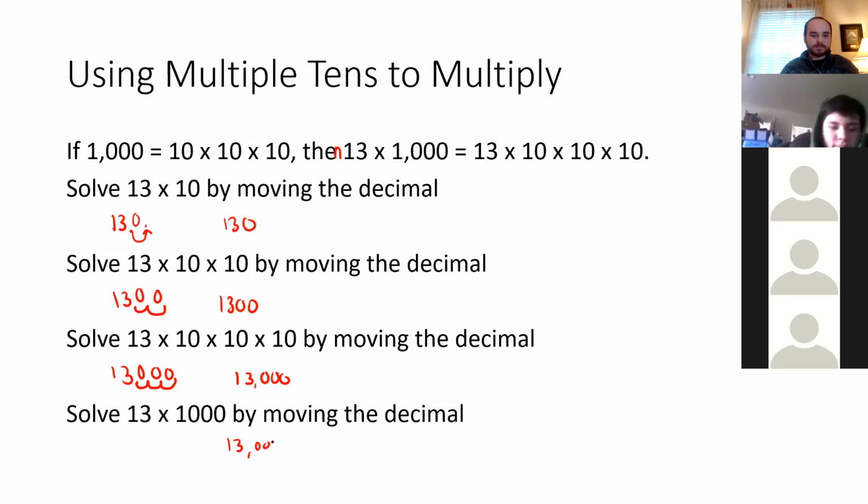So here's the trick. What you do when you're multiplying by a multiple of 10 is you move the decimal to the right once for every 0, right? Because each 0 represents a power of 10. And each 10, you have to move the decimal 1 to the right. So you can just count the zeros and move the decimal that far. So 13 times 1,000, we move it 3 times. If we have 13 times, let's say, this number, 1 million, there we go. Then we would just move the decimal 6 times because there are 6 zeros.